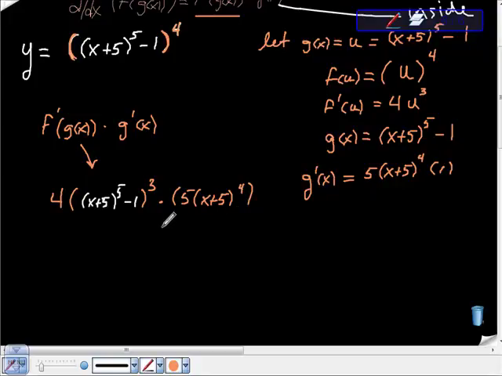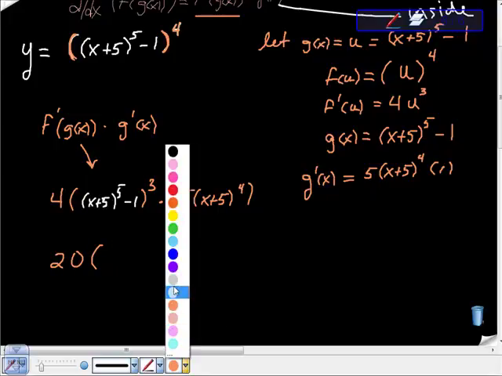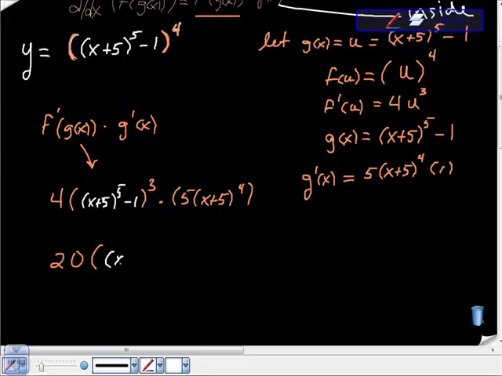There's not much algebra here that can be cleaned up, but 4 times 5 is 20, so I can have 20. And then I'm just going to put this back again. Let me do it in white so you can see it. I'm just going to put this back in there. x plus 5 to the 5th minus 1, all to the 3rd power, times this piece. This is the derivative of the inside, x plus 5 to the 4th. So we have derivative of the outside times derivative of the inside.